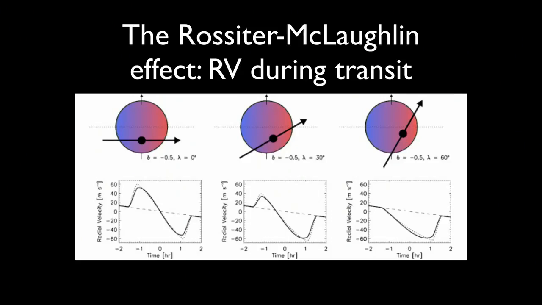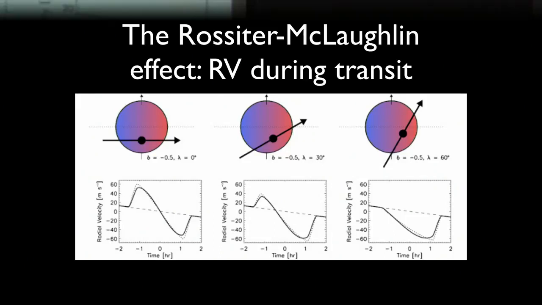All right, so the Rossiter-McLaughlin effect. We've talked about the transit method and the radial velocity method. And the Rossiter-McLaughlin technique combines the two. So it's neat, it's both of them at once. What the Rossiter-McLaughlin effect is: you start from a system where a planet transits in front of the star.